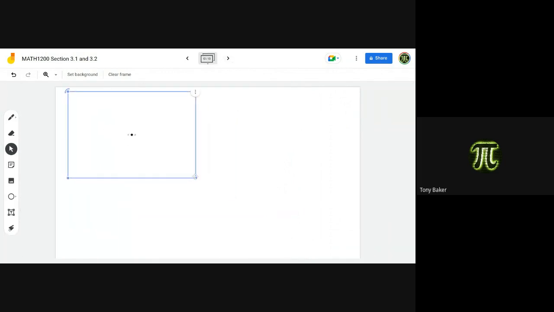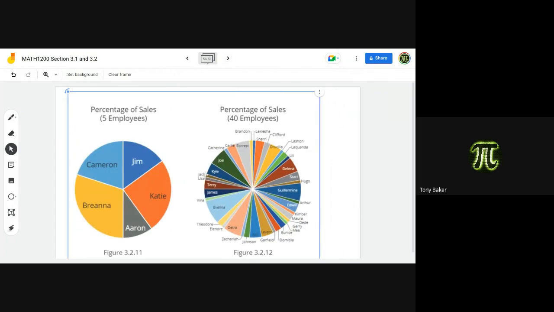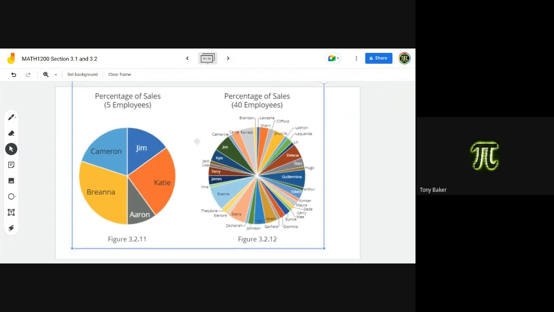Here's another pie chart. All right. What's the first pie chart talking about? Okay. And how many employees were there? 5 employees. Good.